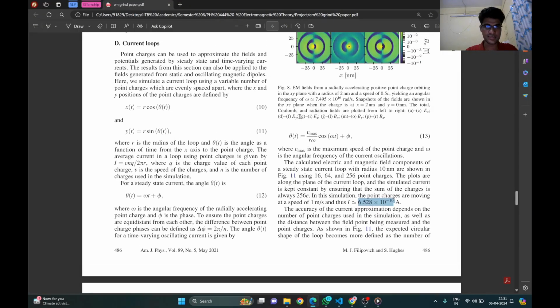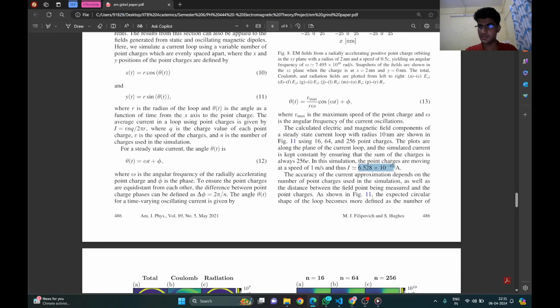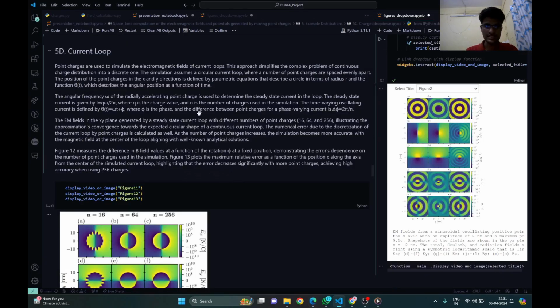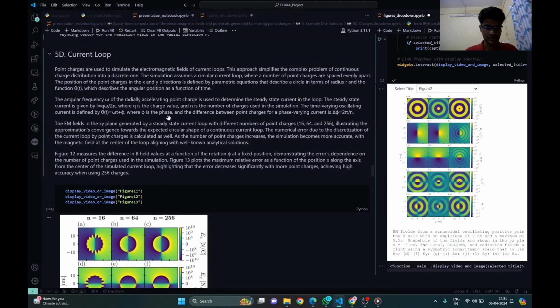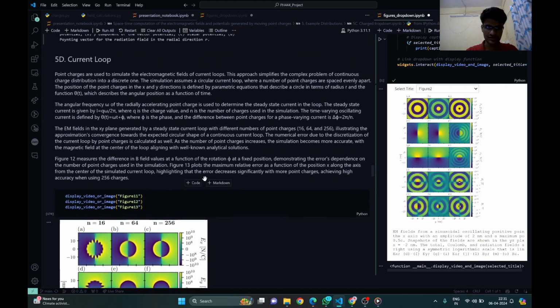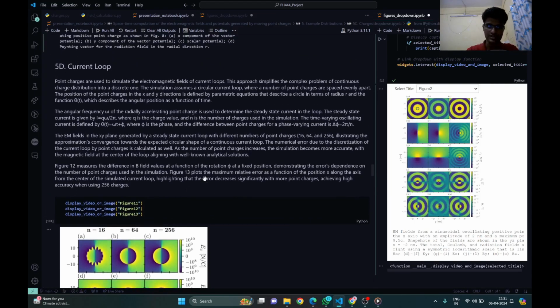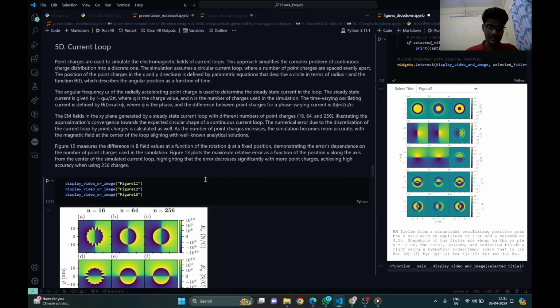Right, so the next case they have discussed is current loops. Yeah, so the next case they have discussed is the current loop, in which we see the first example of a continuous charge distribution being discretized.